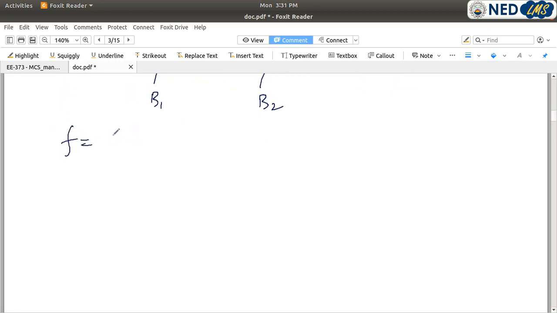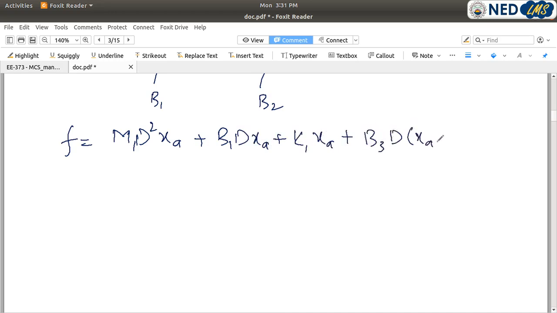F is equal to M1 D squared XA. This D represents the derivative operator. Plus B1 D XA plus K1 XA plus B3 D(XA minus XB). This is equation number 1.